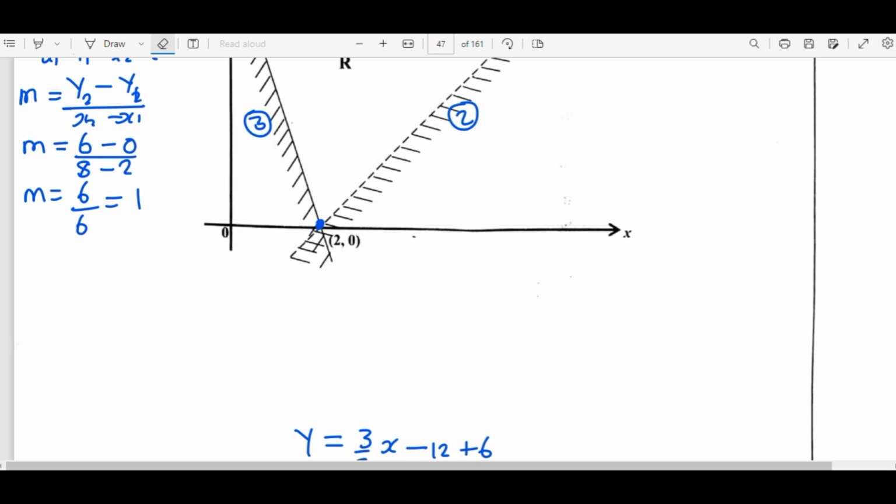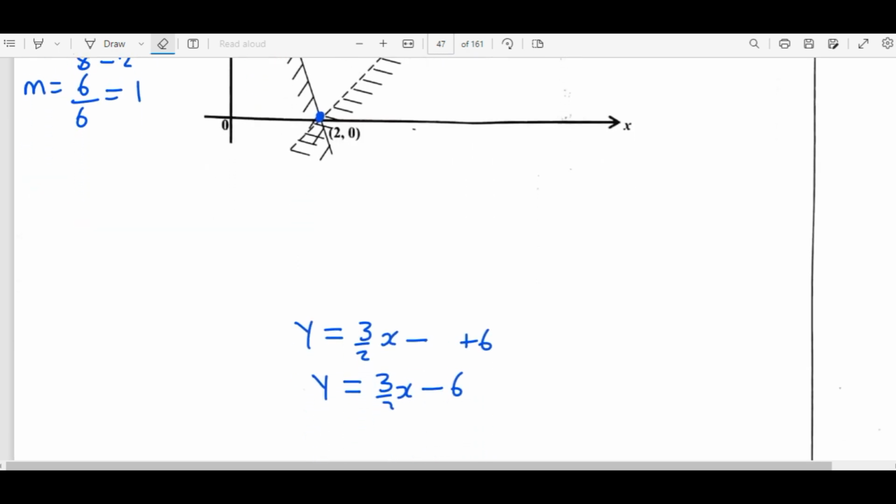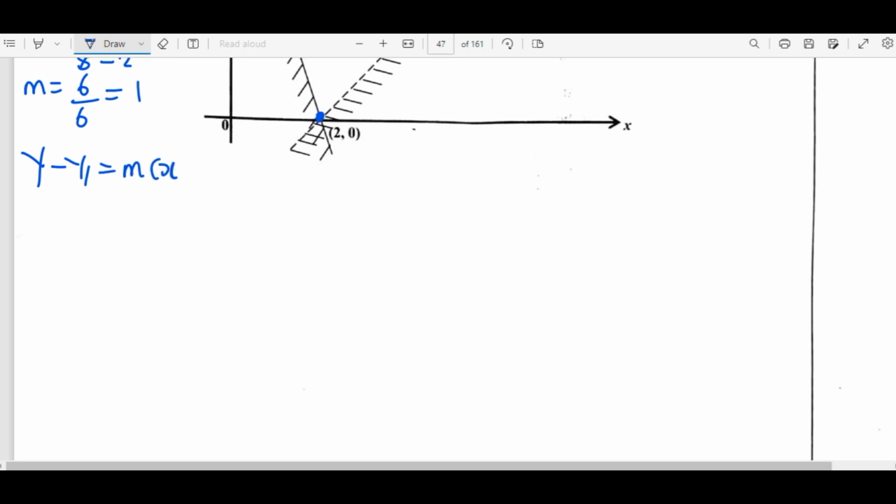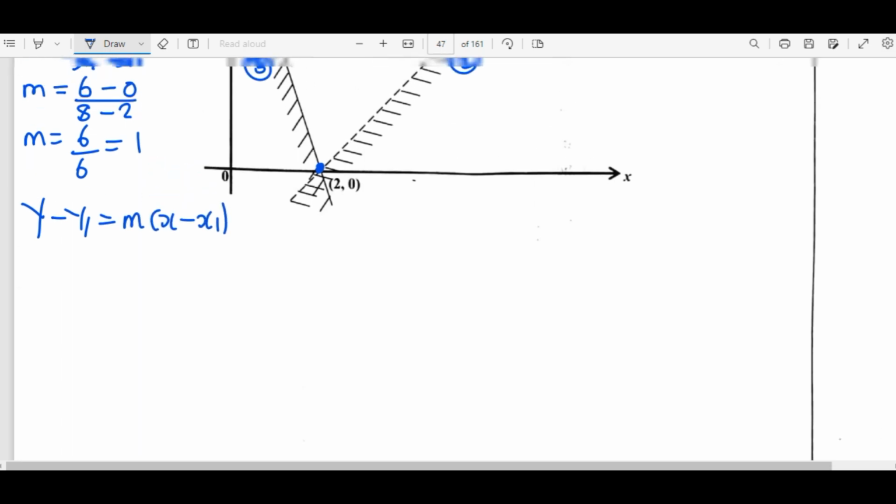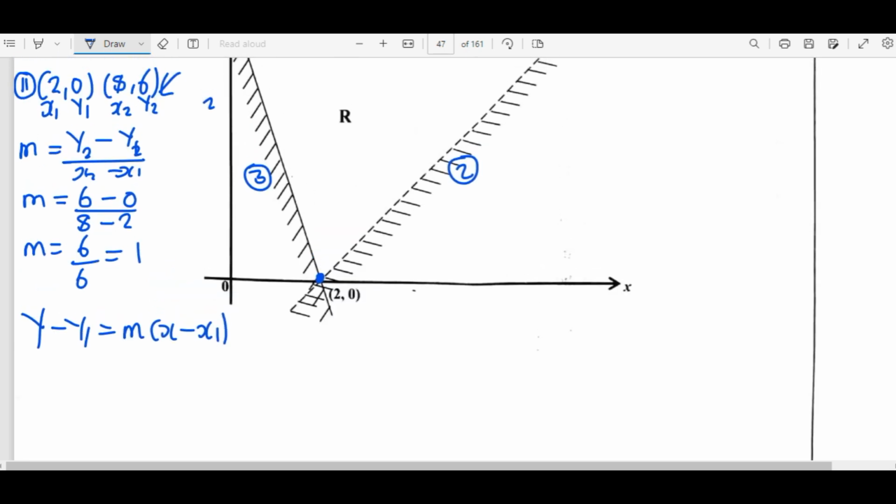So let's check now. Since the gradient is now 1, we are supposed to get the same answer regardless of the pair that we use. Okay, so we say y minus y1 is equal to gradient times x minus x1. Then y1 is 0, so 1 times x minus 2. So y minus 0 is y, then 1 times x is x, 1 times negative 2 is negative 2. So if we use this, we get this one. So let's check for the other one.